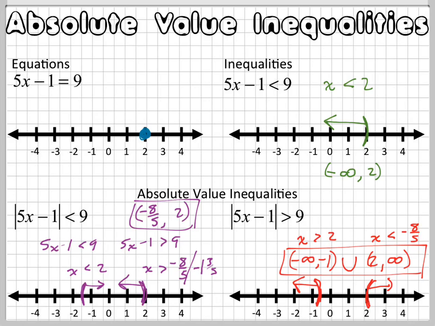Good catch. Sorry about that. It's not -1. That's -8 over 5. Does it matter? Good catch. This should be a -9 right here. That's how we got -8 over 5. Sorry about the mistake.